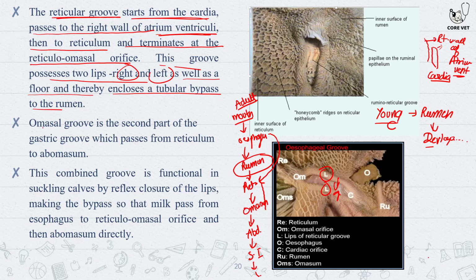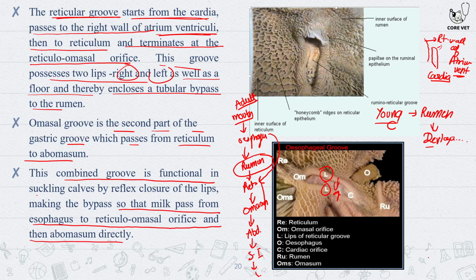So the omasal groove is the second part of the gastric groove, which passes from the reticulum to the abomasum. This combined groove is functional in the suckling calves by a reflex closure of the groove, closure of the lips, sorry. So the lips close. When these lips close, this forms a bypass for what? For the milk, so that the milk passes from the esophagus to the reticulo-omasal orifice and then to the abomasum directly. So this was all about the flow of the milk.